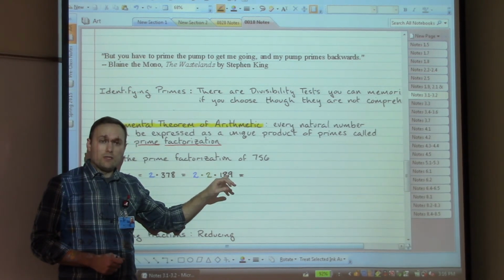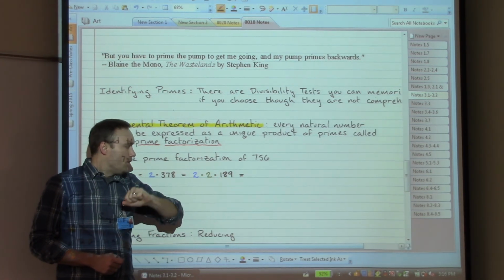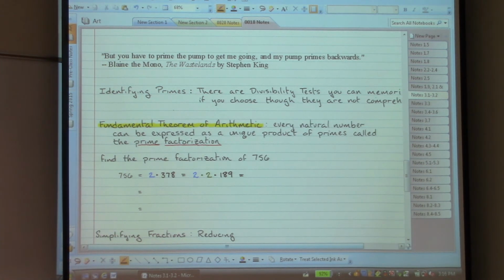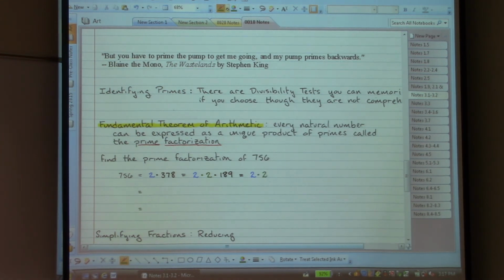Well, the next possibility is the prime number 3. Will 3 go into 189? Turns out that it will. So we're going to continue having the blue 2 and the green 2. Now we get to add to it a red 3. 3 will go into the number 189 63 times.